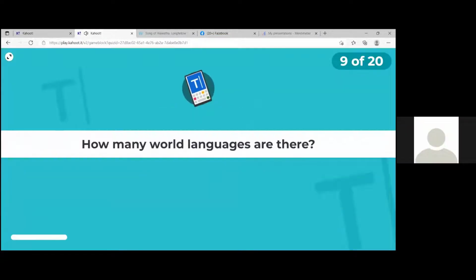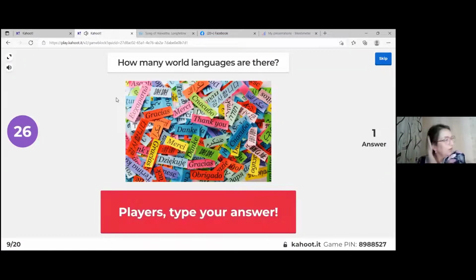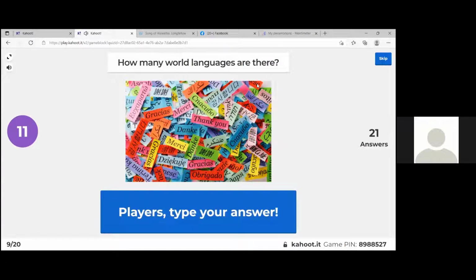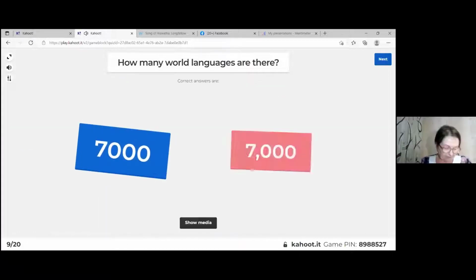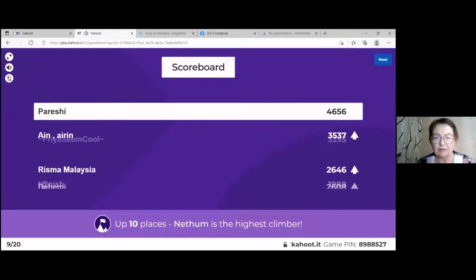So yes, how many languages are there in the world? Please type in your answer, and say thank you in many languages. How many languages can you say? There are 7,000 languages spoken in the world, yes, all in all, according to the recent statistics.